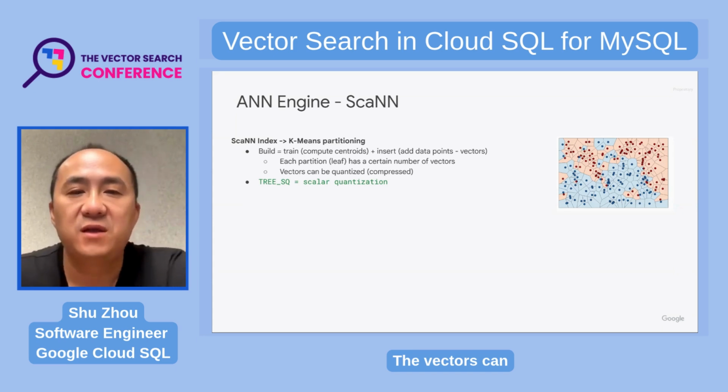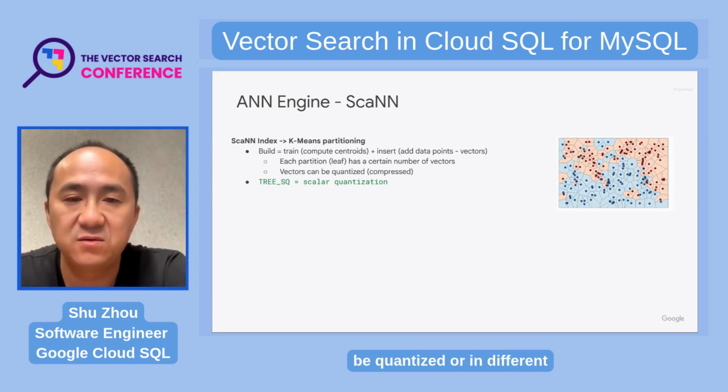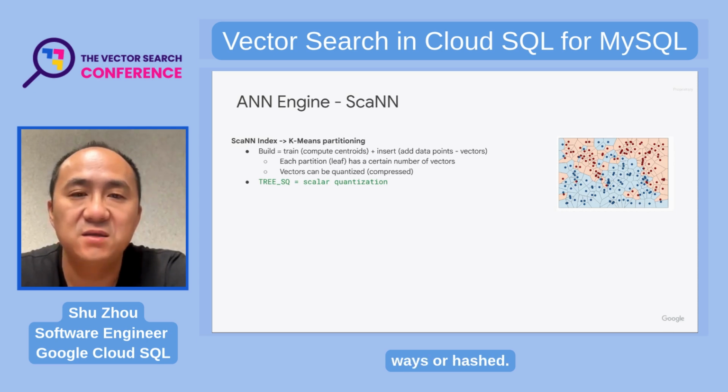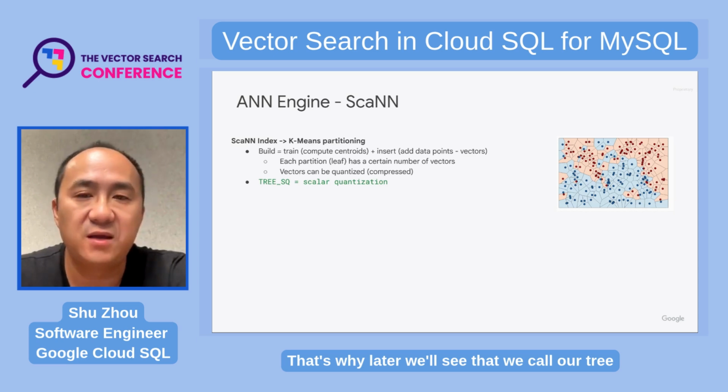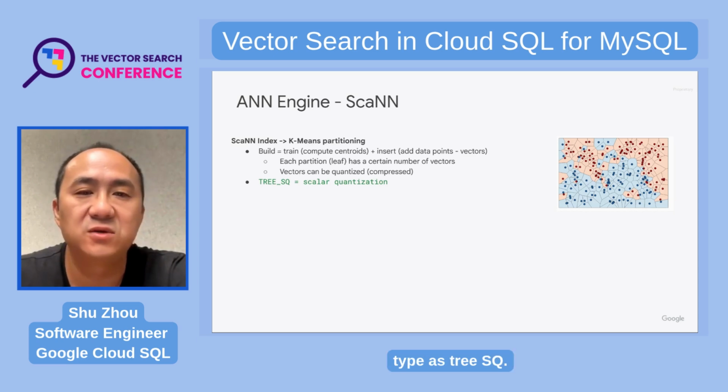The vectors can be quantized in different ways or hashed. In this case, in Cloud SQL, we use scalar quantization. That's why you will later see that we call our tree type tree SQ.